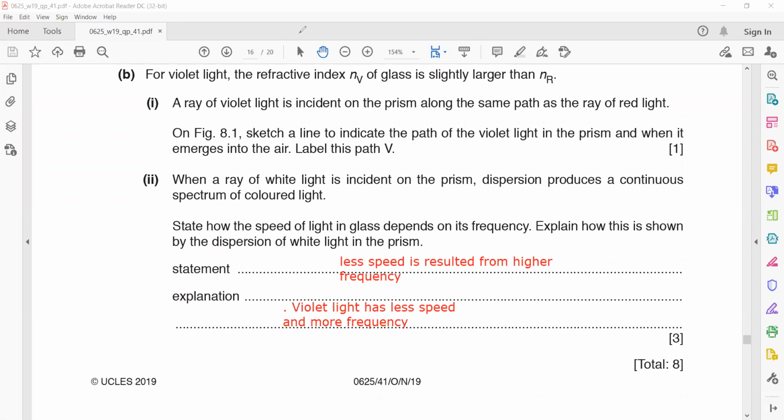Basically, why does the frequency remain constant while the speed and the wavelength are variable? Because frequency is a ratio between speed and wavelength. So the ratio remains the same, that's why the frequency does not change.